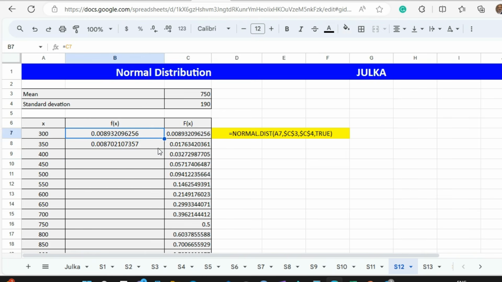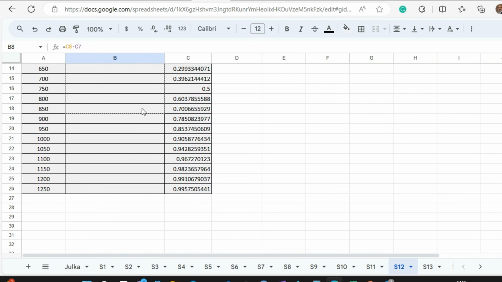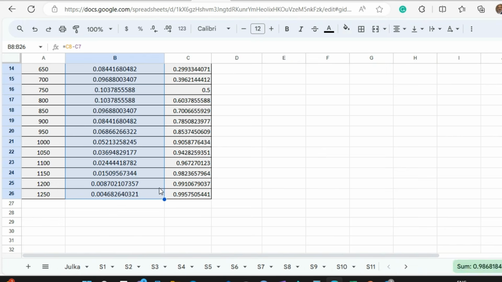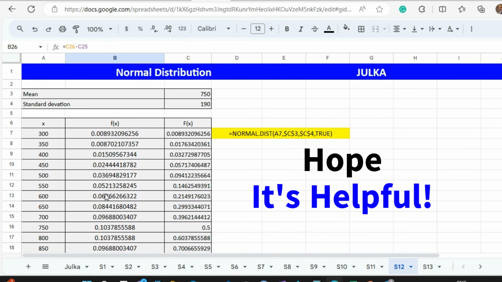Similarly, if you want to find out the probability that lies between 350 to 400, 400 to 450, we'll copy this formula and drag up to 1250. What do you mean by the last answer? Last answer means the probability that lies between 1200 to 1250. Hope it is helpful. Thank you.